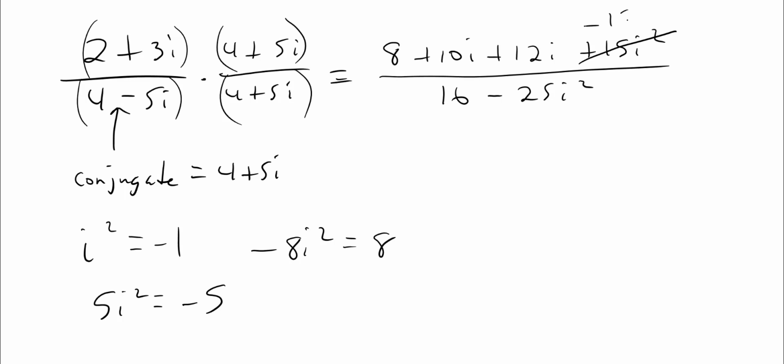So see that plus 15i squared? Cross it off and write minus 15. See that minus 25i squared? Cross it off and write plus 25.